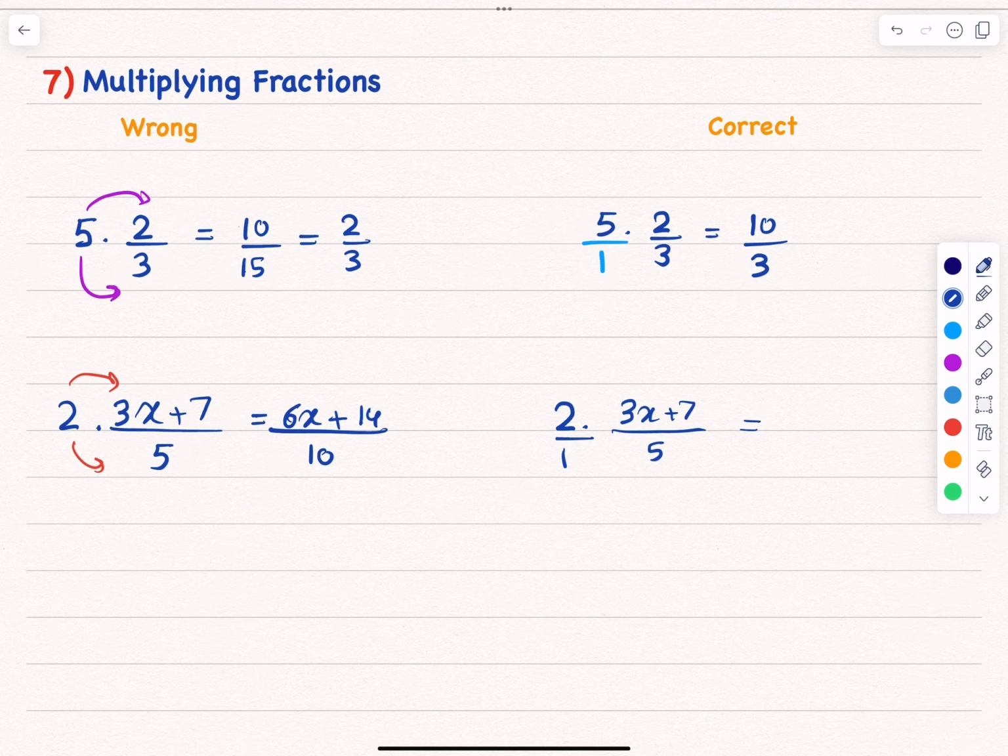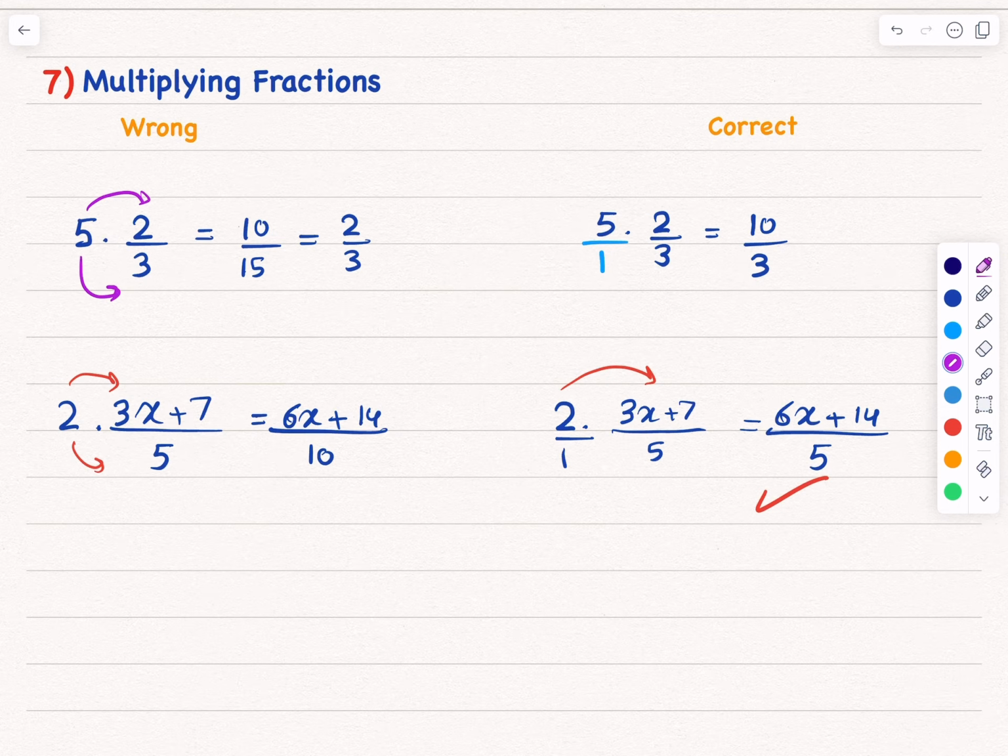So now, we multiply 2 only by the numerator. We will have 2 by 3x, which is 6x, 2 by 7, 14, and down we have 1 times 5, which is 5. So this is the correct way to multiply fractions.